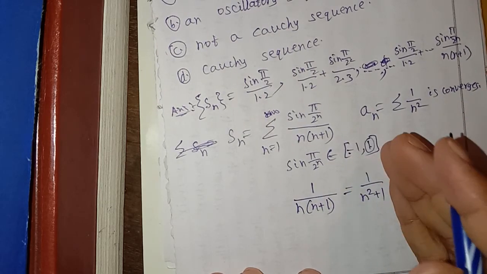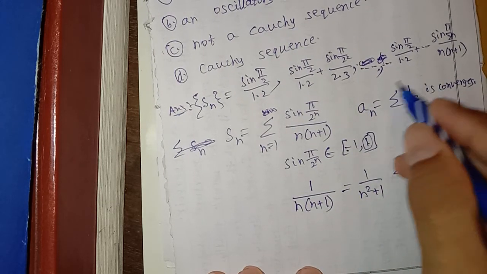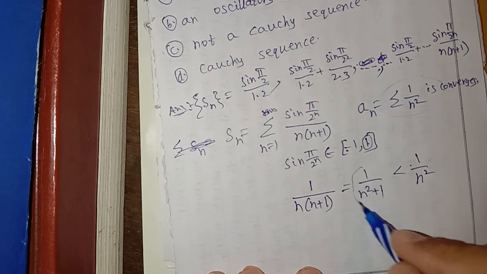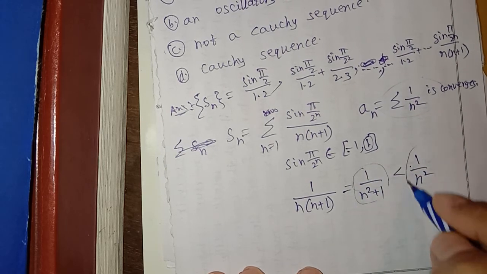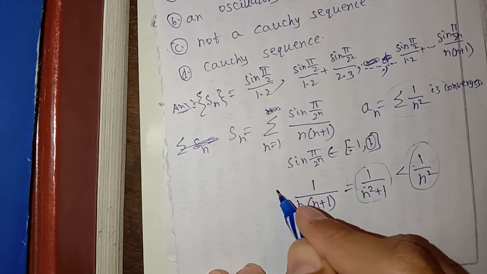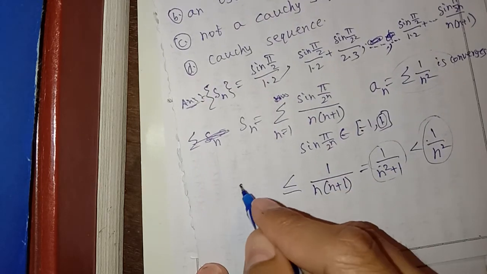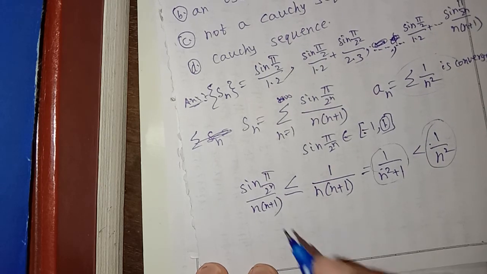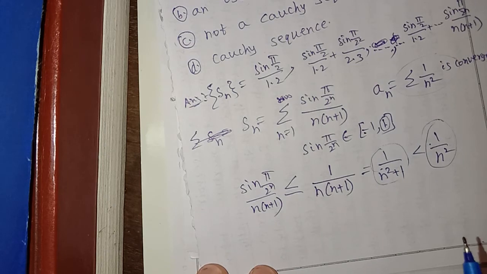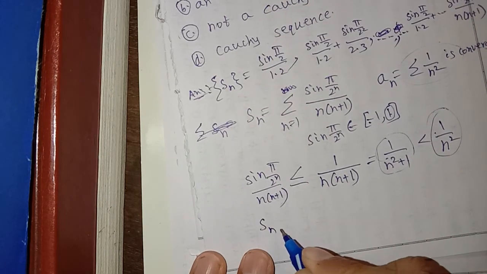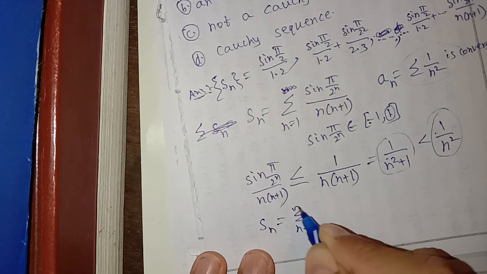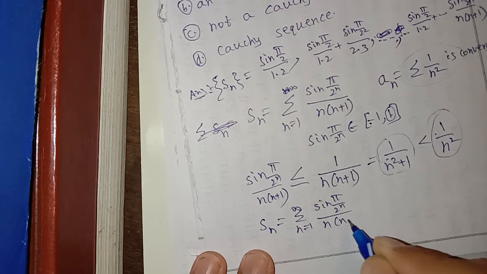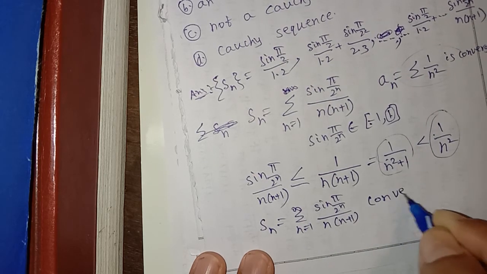Now by the comparison test, this series converges. The series 1 by n squared plus n, which is less than 1 by n squared, also converges. Why? Because this converges, this also converges, which bounds sin pi by 2n over n into n plus 1. So we can say that the series Sn, the sum from n is equal to 1 to infinity of sin pi by 2n over n into n plus 1, converges.